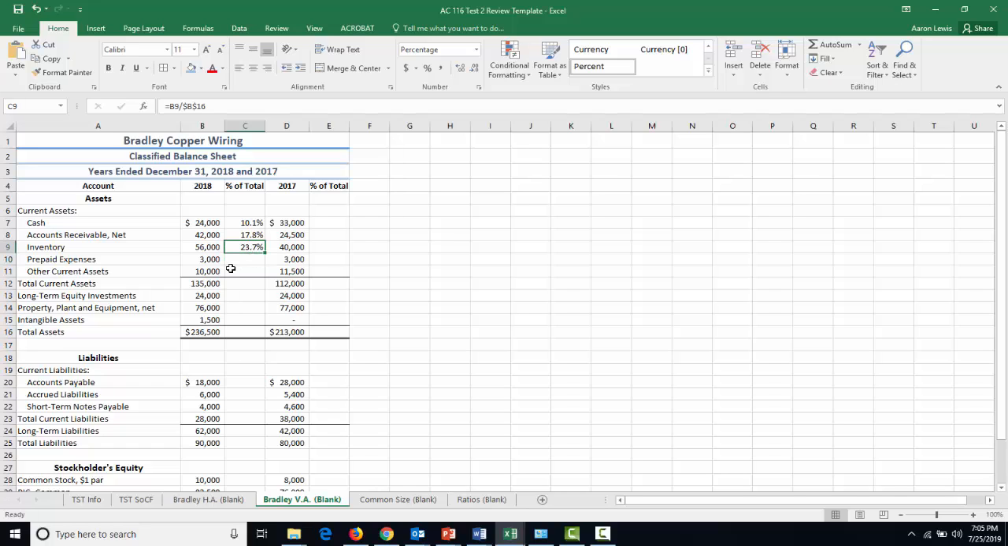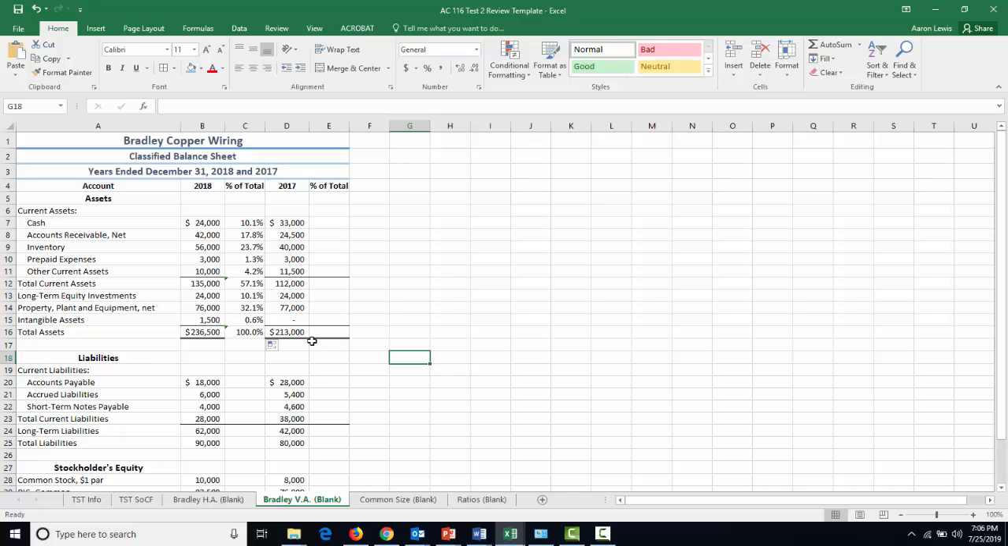Now that that cell is absolute and it'll keep dividing by total assets, we can fill handle. And when we fill handle, we come up with all of our different numbers. Very important: your total assets should always be 100% since that's the base number that you're dividing by, but we get our total breakdown right here of what happened in 2018.